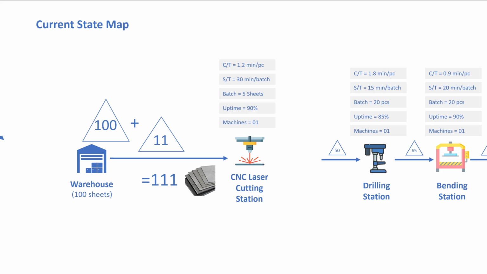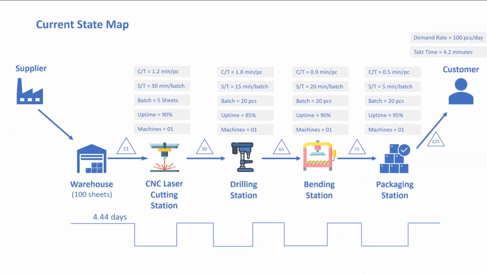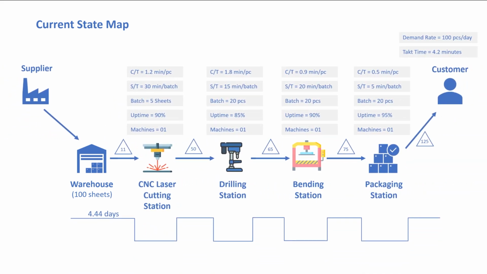Let's say that 4 brackets are made from a single sheet. It means that 444 brackets will be made from 111 sheets. Remember that the customer demand is 100 brackets per day. It means we have 4.44 days worth of inventory. This 4.44 days is the lead time to be noted in our time graph.